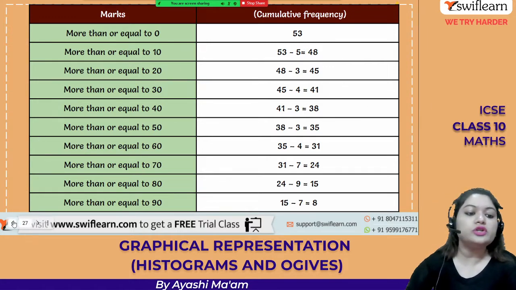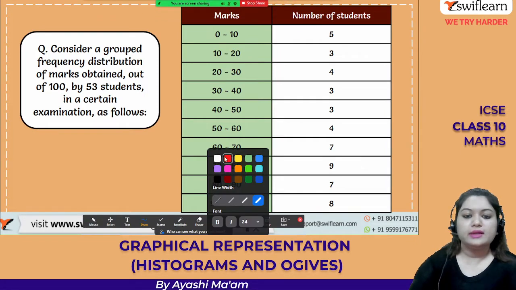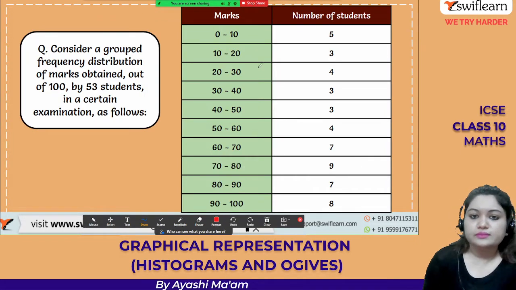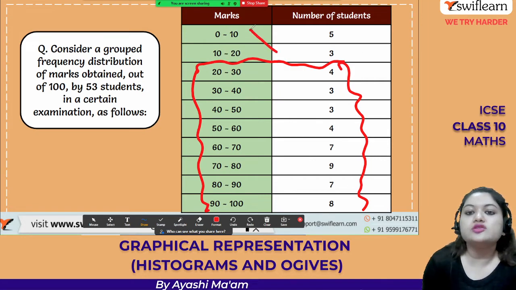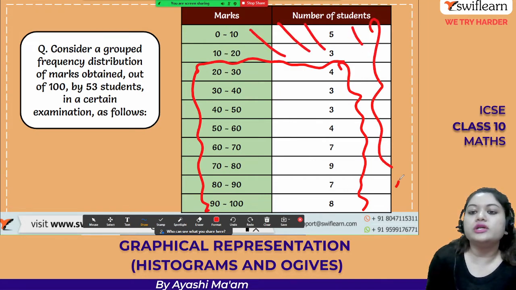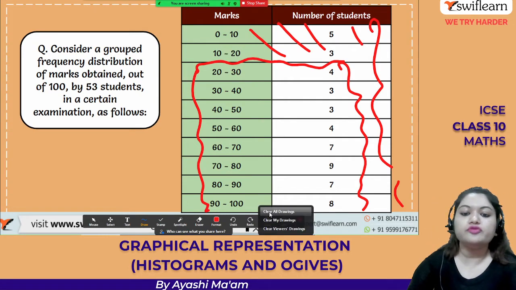More than or equal to 20. Let's see. More than 20 means what? This part, right? This part is our more than or equal to 20. So we have to exclude this part from the total. So it will be what? Either you can do 53 minus 8 also, right? Or you can do from the previous one.